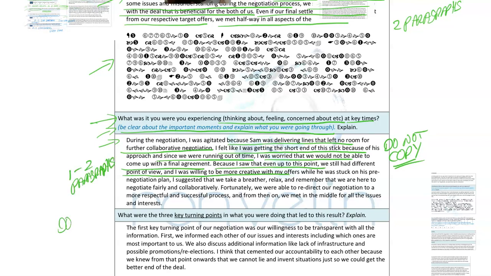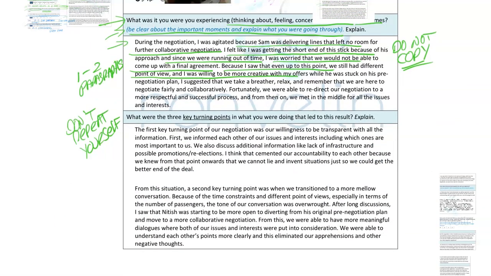Don't repeat yourself. Make sure you answer each question on its own merit. There will be some overlap, but we'll deal with that separately. Next question. What were the 3 key turning points in what you were doing that led to this result? So every negotiation has turning points, things where they shift. It might happen right away, might happen later. What were the 3? We want 3 separate paragraphs with a line space in between describing what they were.